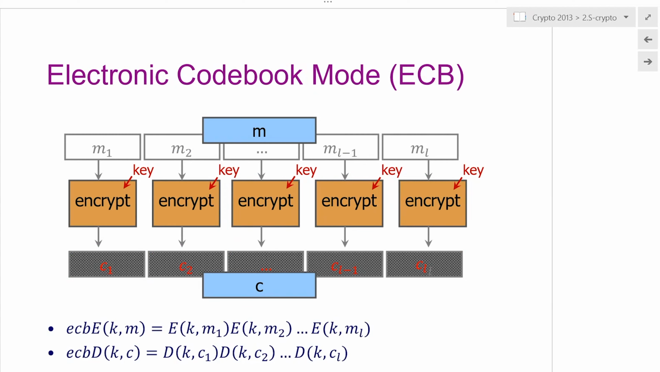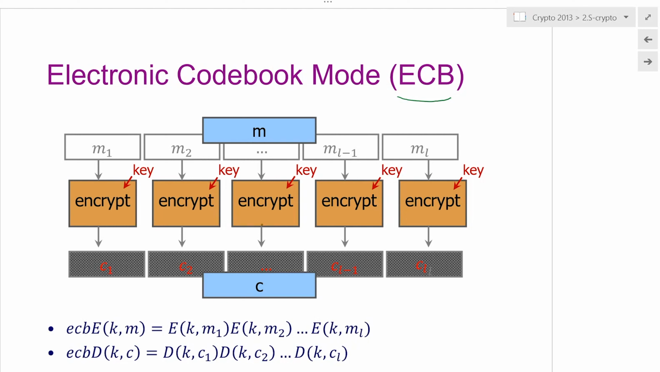The first one, the very basic idea we've just discussed, is called electronic codebook mode, or ECB for short. In this mode of operation, as you can see, I got my message. I chopped the message into L different pieces, so every Mi over here is 128 bits.